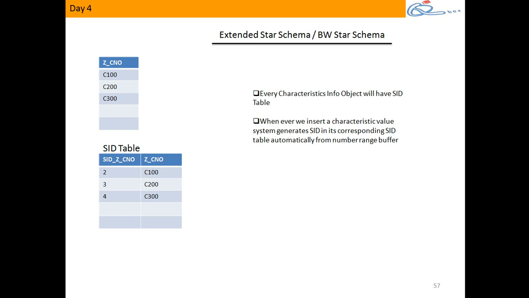So every characteristic will have an SID table. Every time you insert a characteristic value into this characteristic info bit, it does generate an SID which is numeric in the SID table automatically. That's why, see, when I insert C100, C200, C300 here, it has inserted 3 records in the SID table. Say for C100 the SID is what? 2, for C200 the SID is 3, for C300 the SID is 4, and that is done automatically by the system.